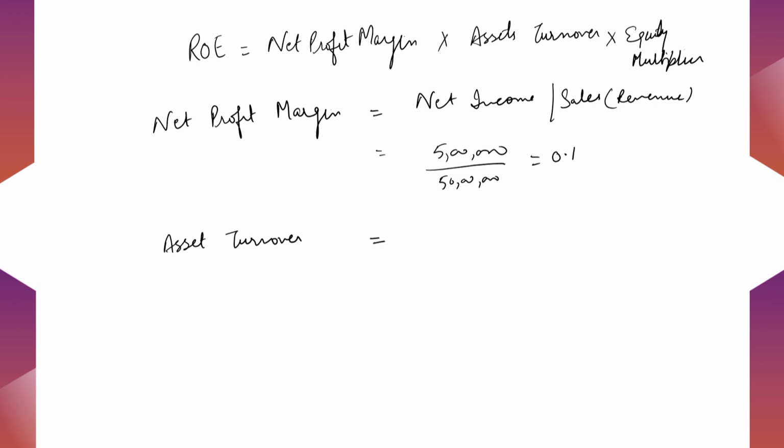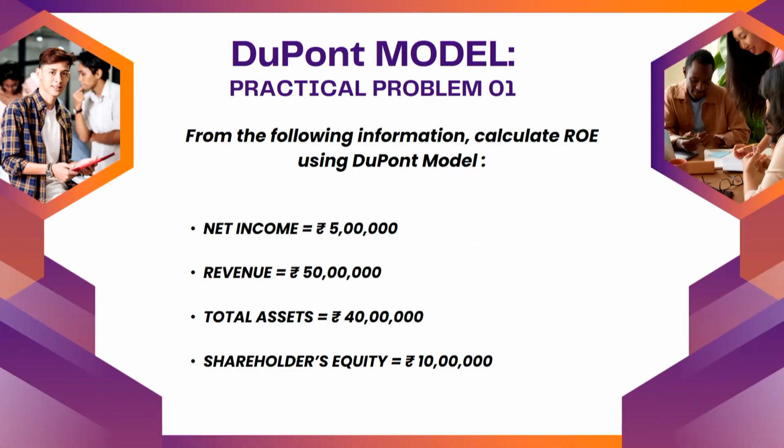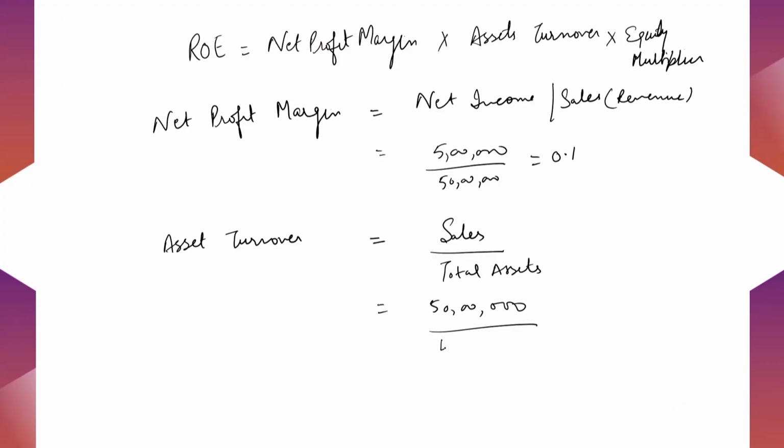Now, going to the next calculation, asset turnover, which is equal to sales divided by total assets. As we know, the total revenue provided in the question is 50 lakh rupees. We compare it with the total assets, which are given as 40 lakh rupees. So our asset turnover comes to 1.25.